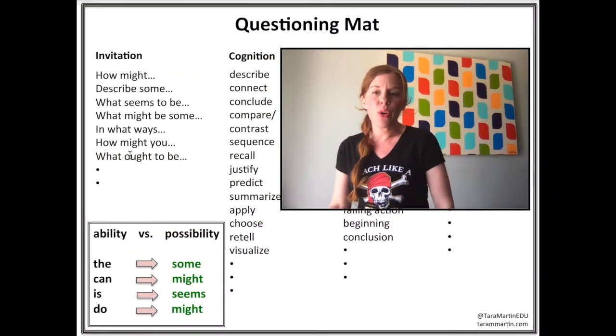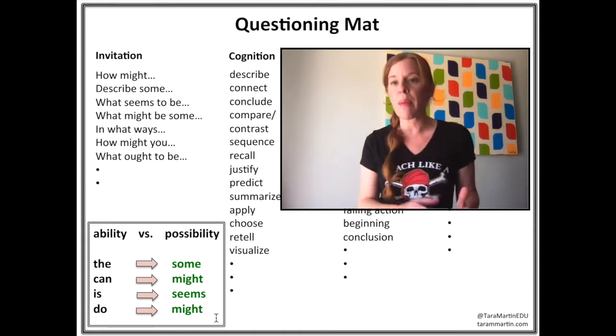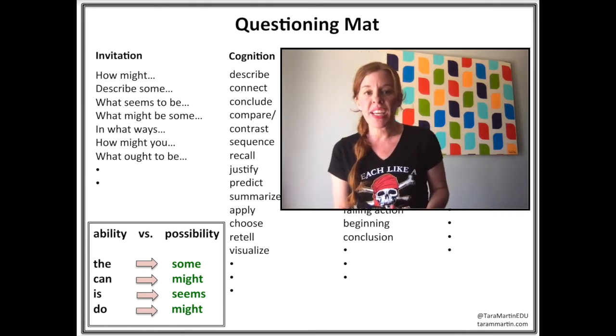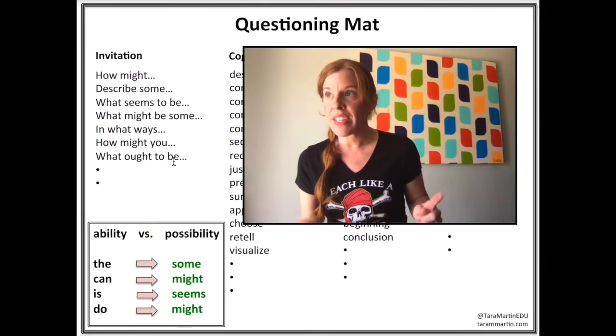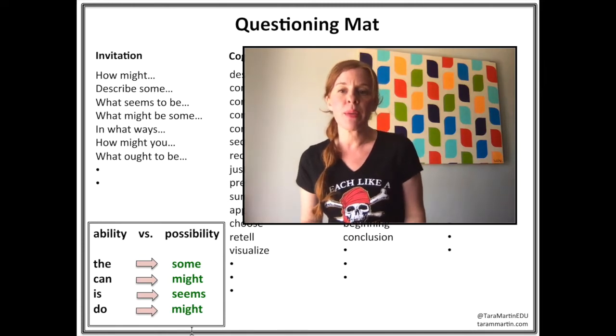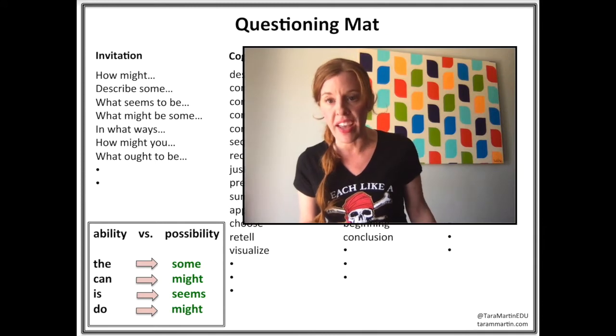One of the ways I try to make sure that doesn't happen is I change the ability words in questions to possibility words. For example, instead of using the, I'll say some. Or instead of using can, I'll use the word might. For example, how might you describe blah? Or in what ways are you? If it's in what ways are you doing something, each participant is going to answer differently, because none of us do things the exact same way.